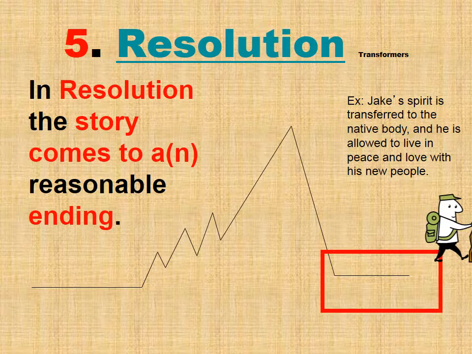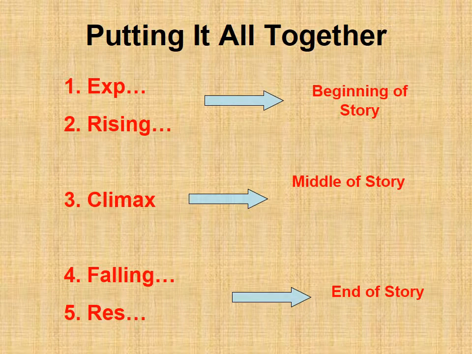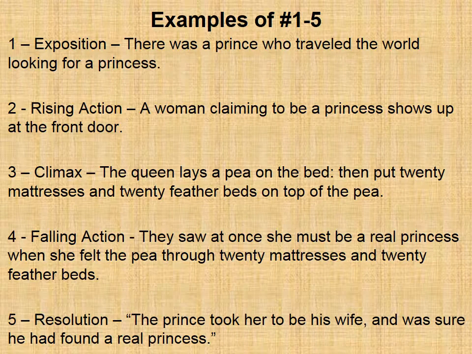So this is a basic outline of a plot, and obviously this plot diagram that you see in front of you can come in many different forms. All you are seeing now is just the basic outline. So now, let's put it all together. The exposition and the rising action are essentially at the beginning of the story. The climax is essentially in the middle of the story, and the falling action and the resolution essentially take place at the end of the story. Take a look at the example on the next slide.